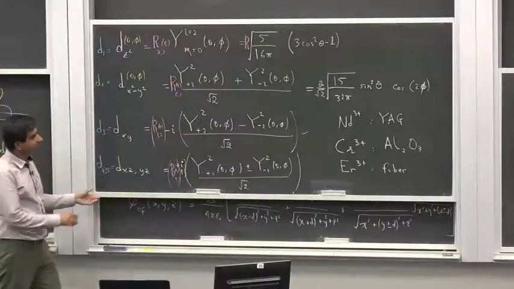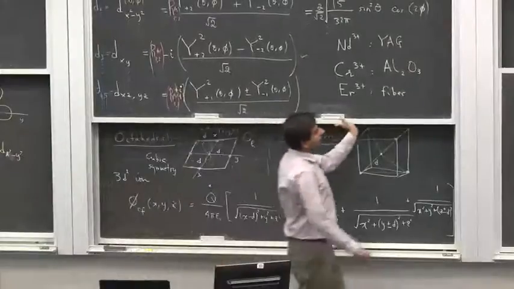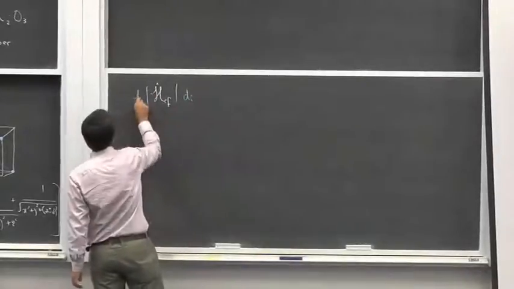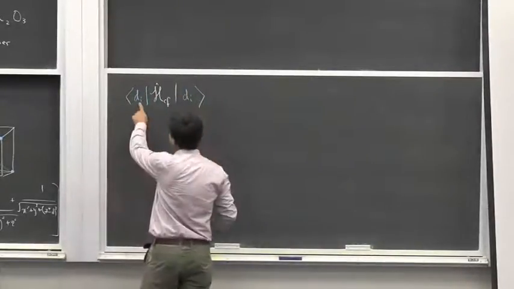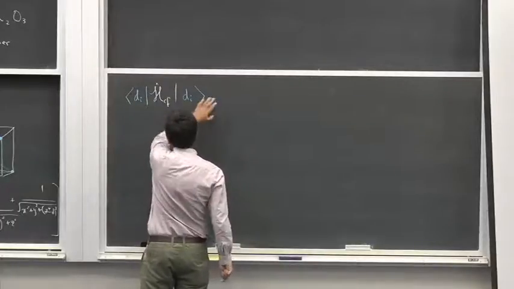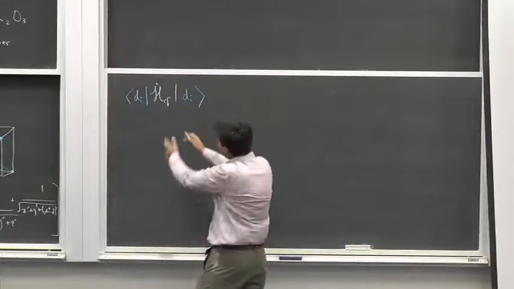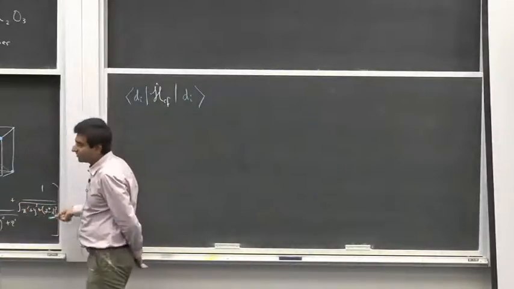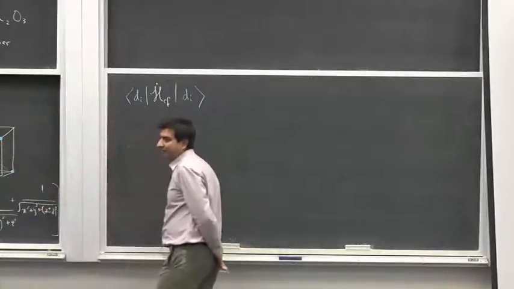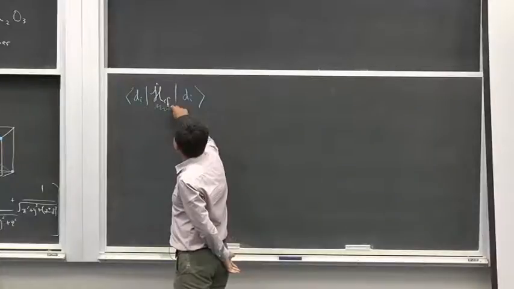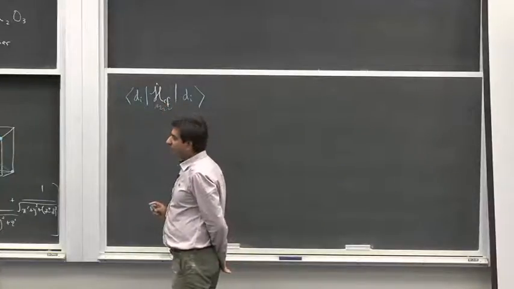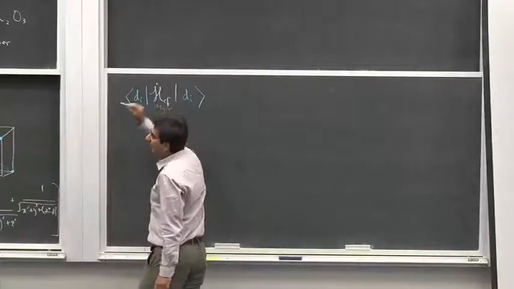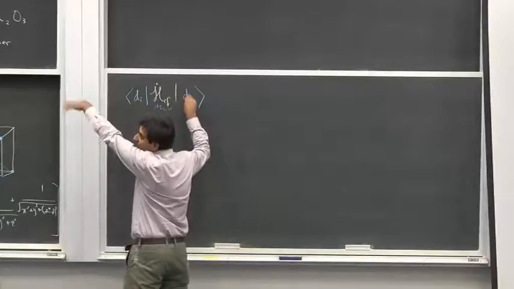So what I need to do is calculate HCF between DI and DI. Since these are eigenstates, if this is DJ and J is not the same as I, then this turns out to be 0. So I need to calculate terms of this kind. I have the crystal field Hamiltonian. Now the crystal field Hamiltonian is just a perturbation. So I need to expand this term and put it in here, and put the orbitals or the wave functions from what I've written over there.